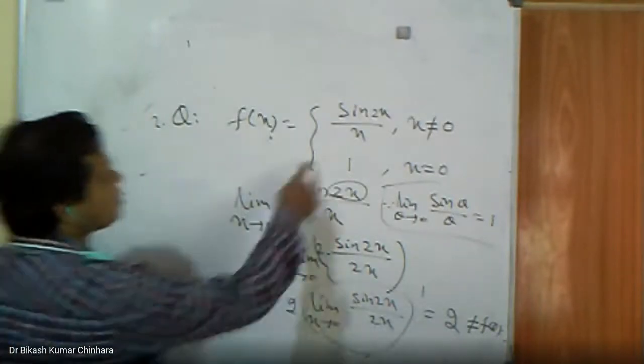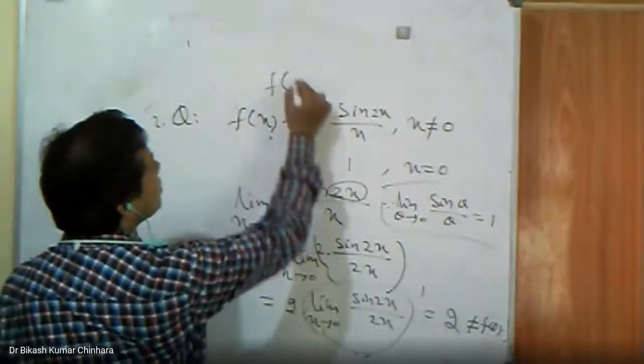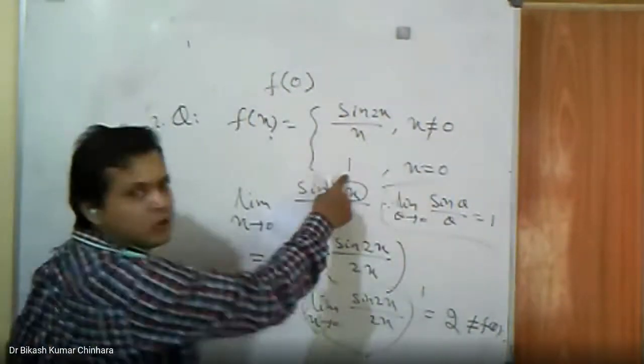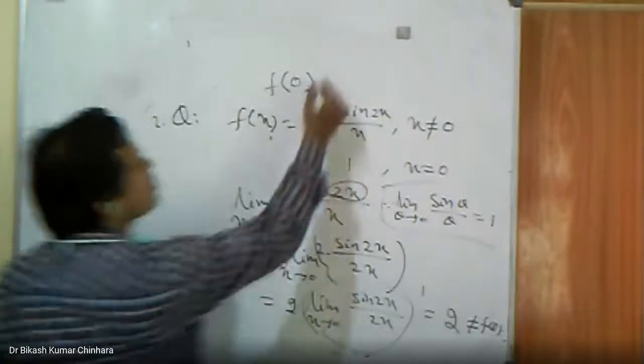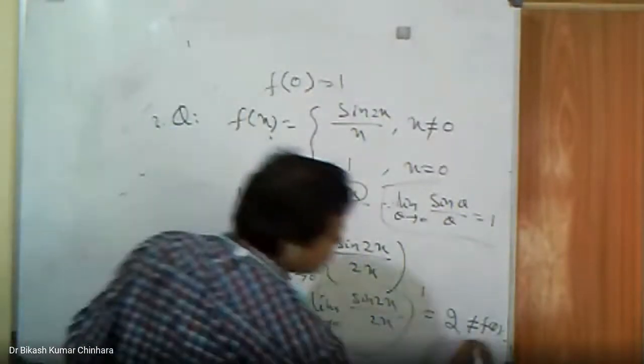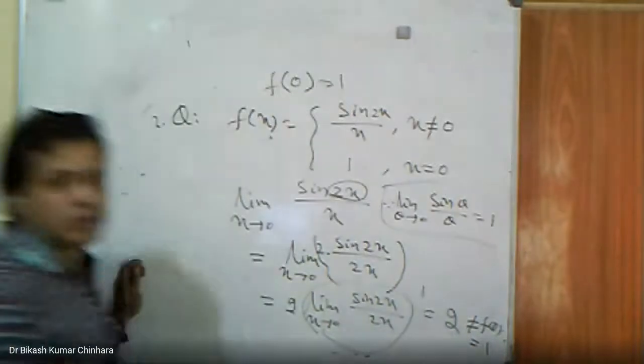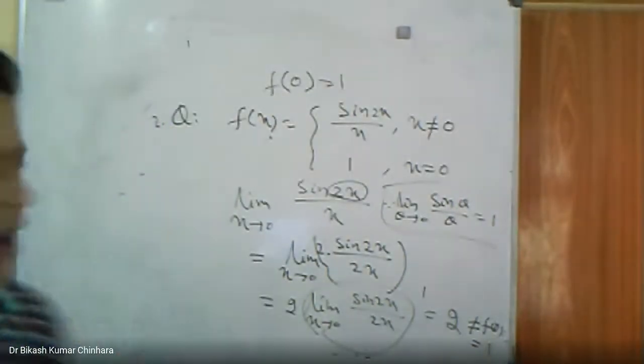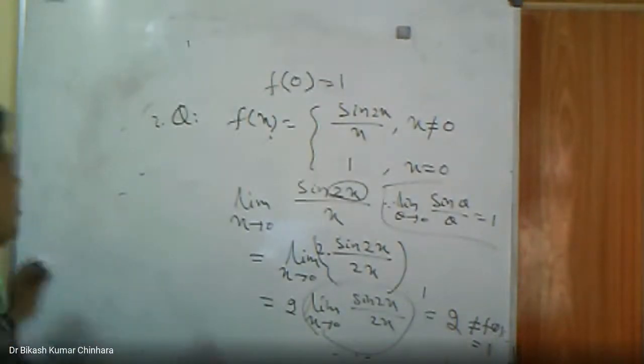But for the functional value, whenever you are evaluating the function at 0, you are saying that when x is equal to 0, its value is to be taken as 1. So f of 0 is equal to 1, which is not equal to 2. So it is not continuous. Okay. So now we can start the concept of differentiation.